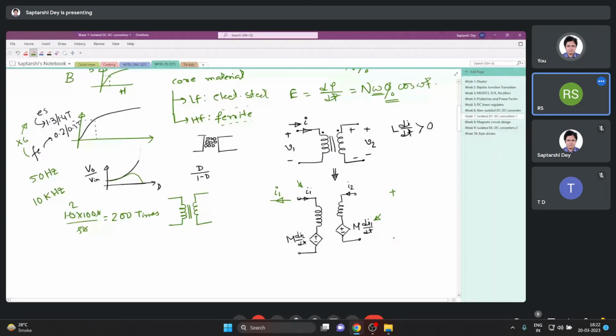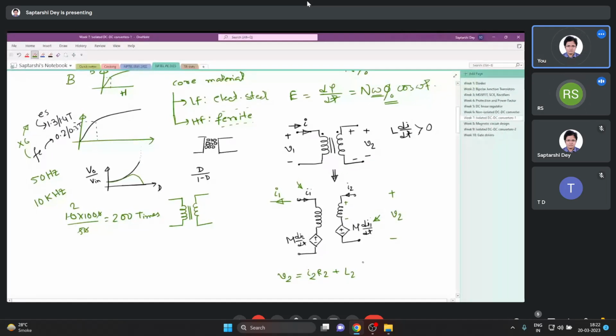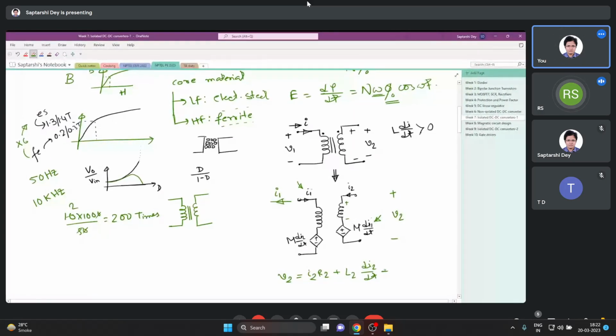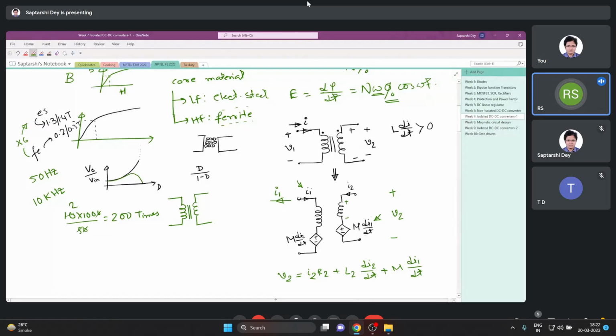See, the thing is, I have V2 here, and this has some inductance. So what we can write is V2 equals, if you consider R also, I2 R2 plus L2 di2/dt plus M di1/dt. So this voltage depends not only on the current of this side, but also on the current of the secondary side. Now if you consider open circuit in the secondary, then V2 depends only on the current of the primary, only on the mutual voltage that is coming.